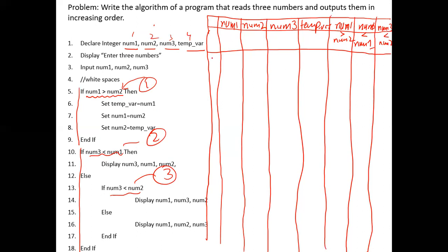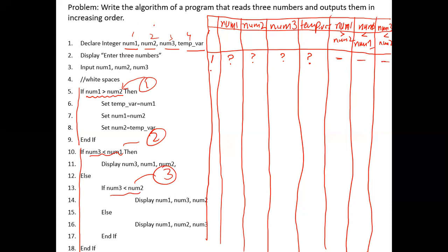So let's try to do one dry run of this algorithm. Let's say we start with instruction number 1, and we need to see what's happening. When instruction number 1 is executed, we have declared our integer variables. We have declared num1, but we have not initialized them, so we essentially do not know what value these variables actually hold. Similarly, because these expressions are not evaluated, we do not yet know the values of these expressions. So this is line number 1.